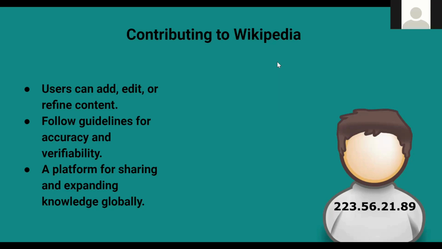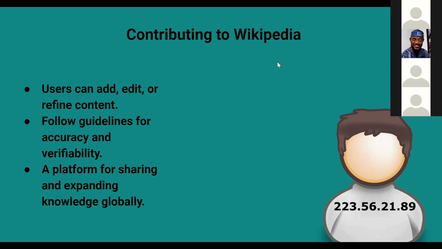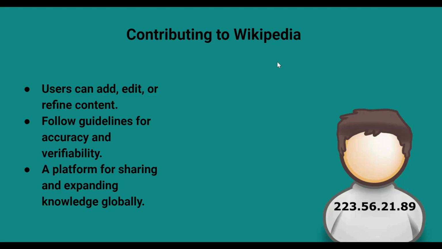So the next thing you can do is follow the guidelines for accuracy and verifiability. When you are adding anything on Wikipedia, you have to make sure it is very accurate and it should be verifiable. So as librarians, and even if you are not a librarian, as a person of digital literacy, we should make sure that the information we are adding on Wikipedia is verifiable.